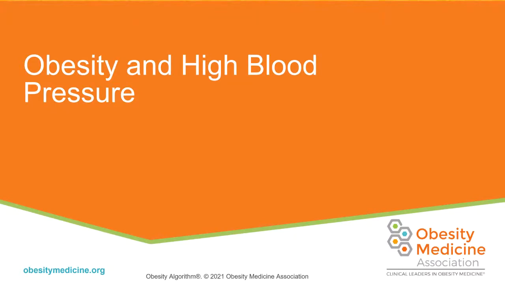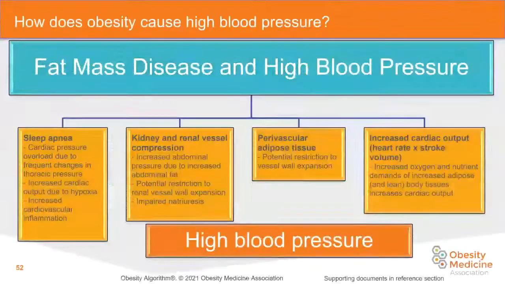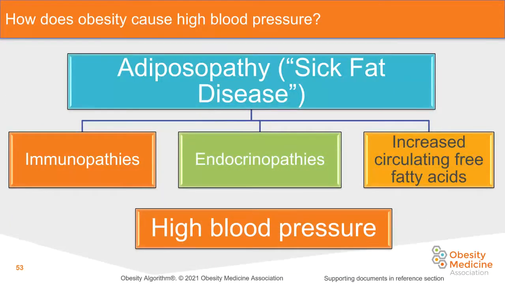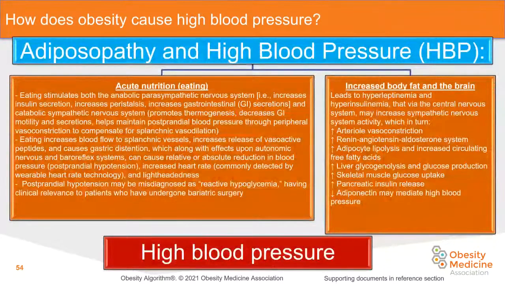What about high blood pressure? If a patient or a clinician ever came to you and said, well, why does obesity cause high blood pressure? Hopefully you as an endocrinologist would be able to answer that question. First, you'd say, well, fat mass disease can contribute to high blood pressure: sleep apnea, kidney and renal vessel compression, perivascular adipose tissue, and the increase in cardiac output that you get with obesity. That's going to increase your blood pressure. But then there are also the immunopathies and the endocrinopathies, and increasing free fatty acids that increase blood pressure.